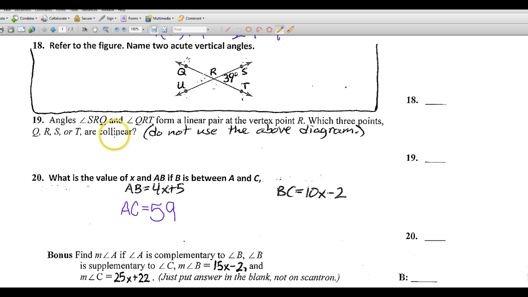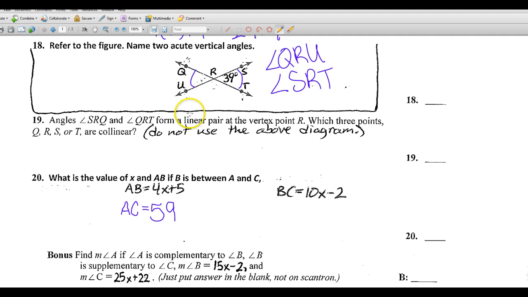Number 18 refers to the figure. Name two acute vertical angles. So we have vertical angles there and there, and vertical angles there and there. We need to decide which pair are acute. So acute is less than 90. So we have 39 degrees, 39 degrees. There we go. So that would be angle QRU and angle SRT. Acute vertical.